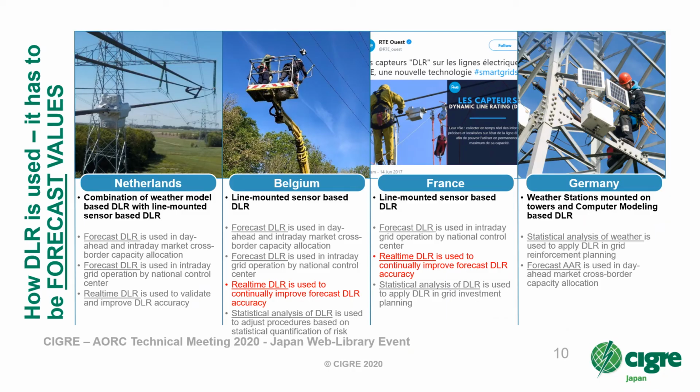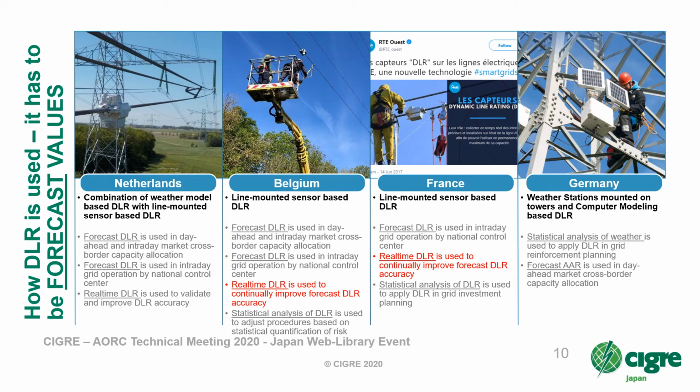I explained that forecast information is the most important for grid operation. So then what is real-time data used for? Besides monitoring the sag and conductor temperature to ensure asset safety, the real-time measurements are also used for validating forecast data. Forecast dynamic line rating relies on weather forecast information.